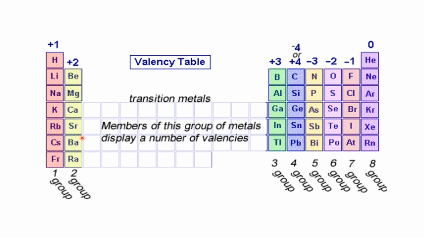Similarly, group 2 has +2 valency. Group 3 has +3 valency. Group 4 can have +4 or -4 valencies. Group 5 can have -3 valency. Now -3 tells you that it can gain 3 electrons to get the fully filled shell. Group 6 can have -2 valency. Group 7 can have -1 valency, and group 8 will have 0 valency because it already has fully filled shells, so it will not gain or lose any electrons.